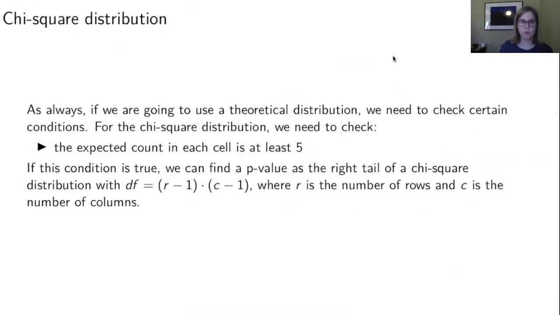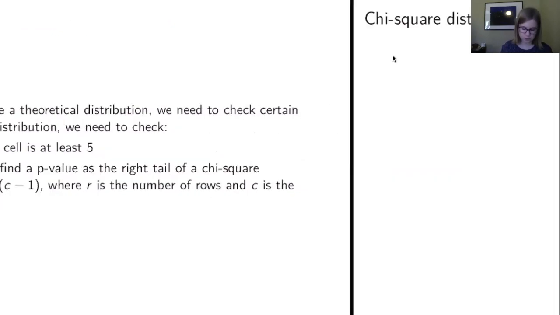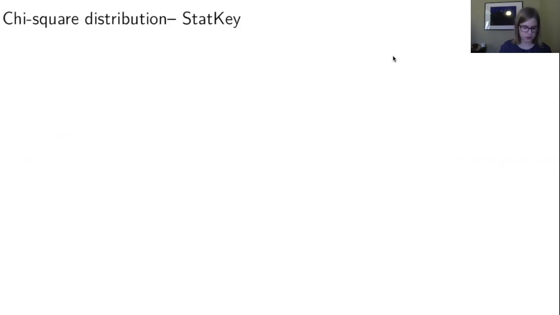The other way would be to use the chi-square distribution. We still need to check that the expected counts are greater than 5. In this case, we're going to need to check all of the cells. And if that condition is true, then we're going to find a p-value. It's always going to be the right tail in the chi-square distribution. And the way that we find the degrees of freedom is the rows minus 1 times the columns minus 1. So let's think about the chi-square distribution here.